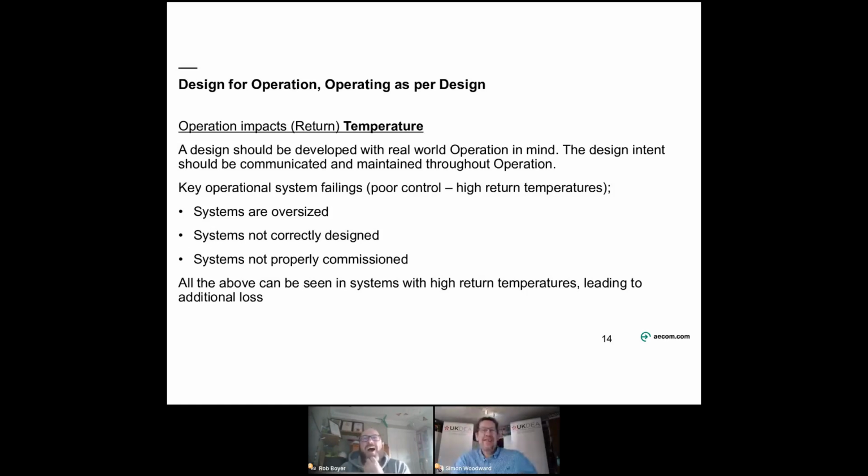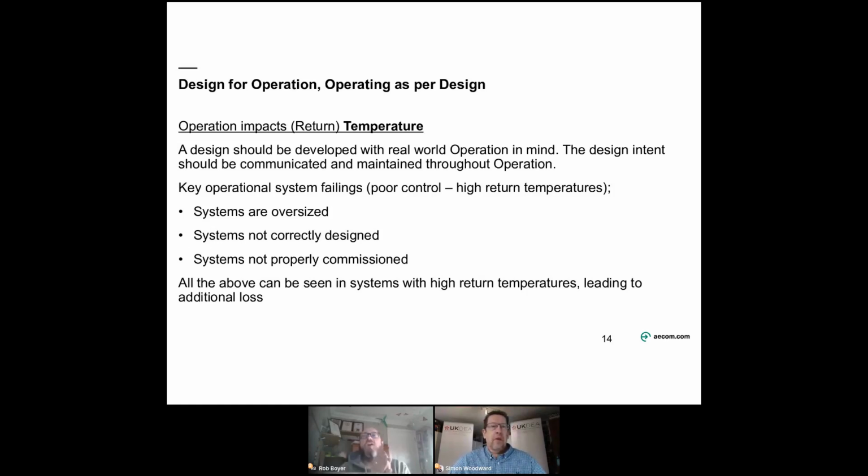Thank you, Simon. And one of the key areas where we see operation begin to fail is in return temperatures. That's the one area operators can actually affect. They can't tackle oversizing. They can't tackle poor hydraulics. They can't tackle insulation without actually pulling out installed assets, but what they can do is ensure that the equipment that the design and construction team handed over operates as intended.